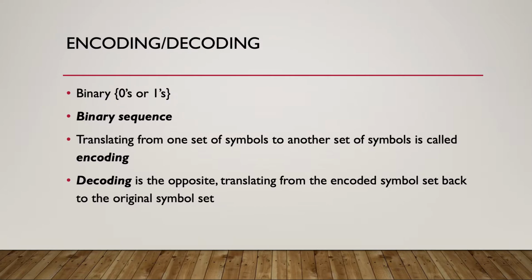When we put files, they are encoded to binaries. Decoding is the opposite, translating from the encoded symbol set back to the original symbol set. For example, binary to ASCII, binary to integer, like when we hear music or when the computer shows something on a screen, it decodes that information for us.